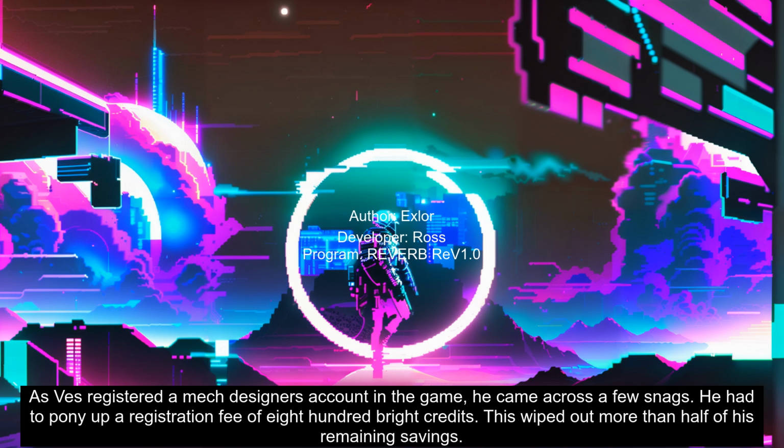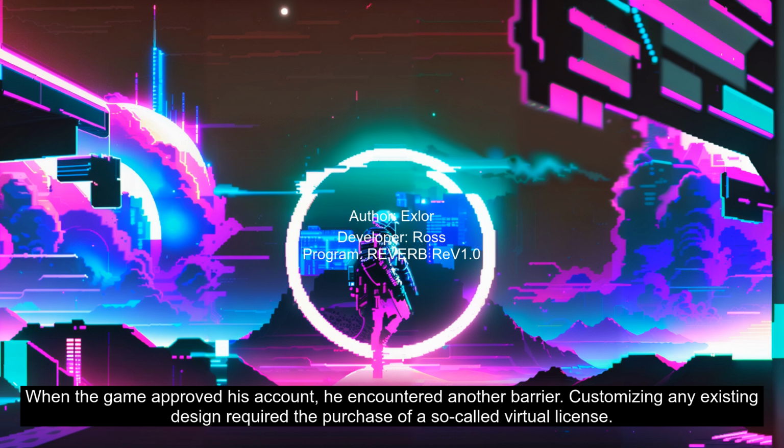As Vess registered a mech designer's account in the game, he came across a few snags. He had to pony up a registration fee of 800 bright credits. This wiped out more than half of his remaining savings. When the game approved his account, he encountered another barrier.